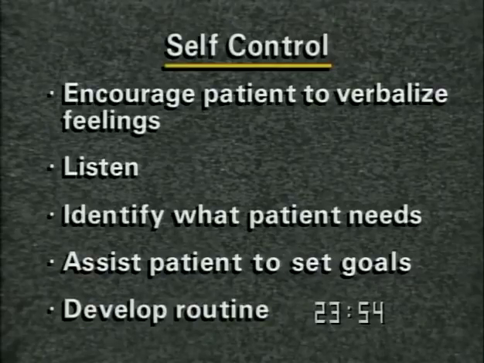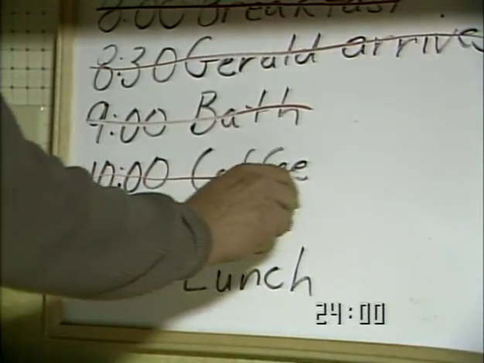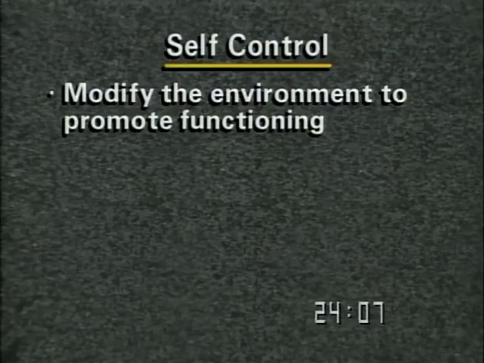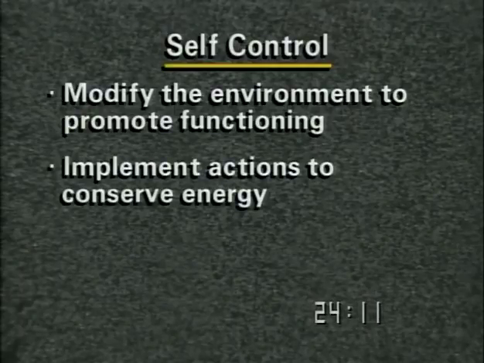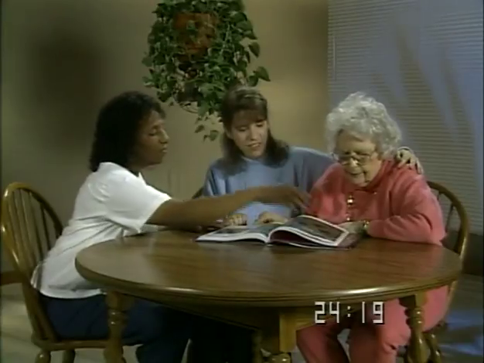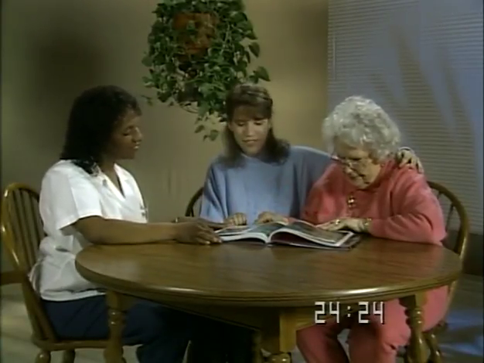A routine is also important to the patient's sense of control. If the patient knows the schedule and what role to play, he'll feel more secure. The routine for care delivery should build on the patient's strengths. Modify the environment as needed to promote optimal functioning, and implement actions to conserve energy if your patient fatigues easily. During your work, tap into the patient's social support network. Family and friends are important, and you should all try to work as a team.